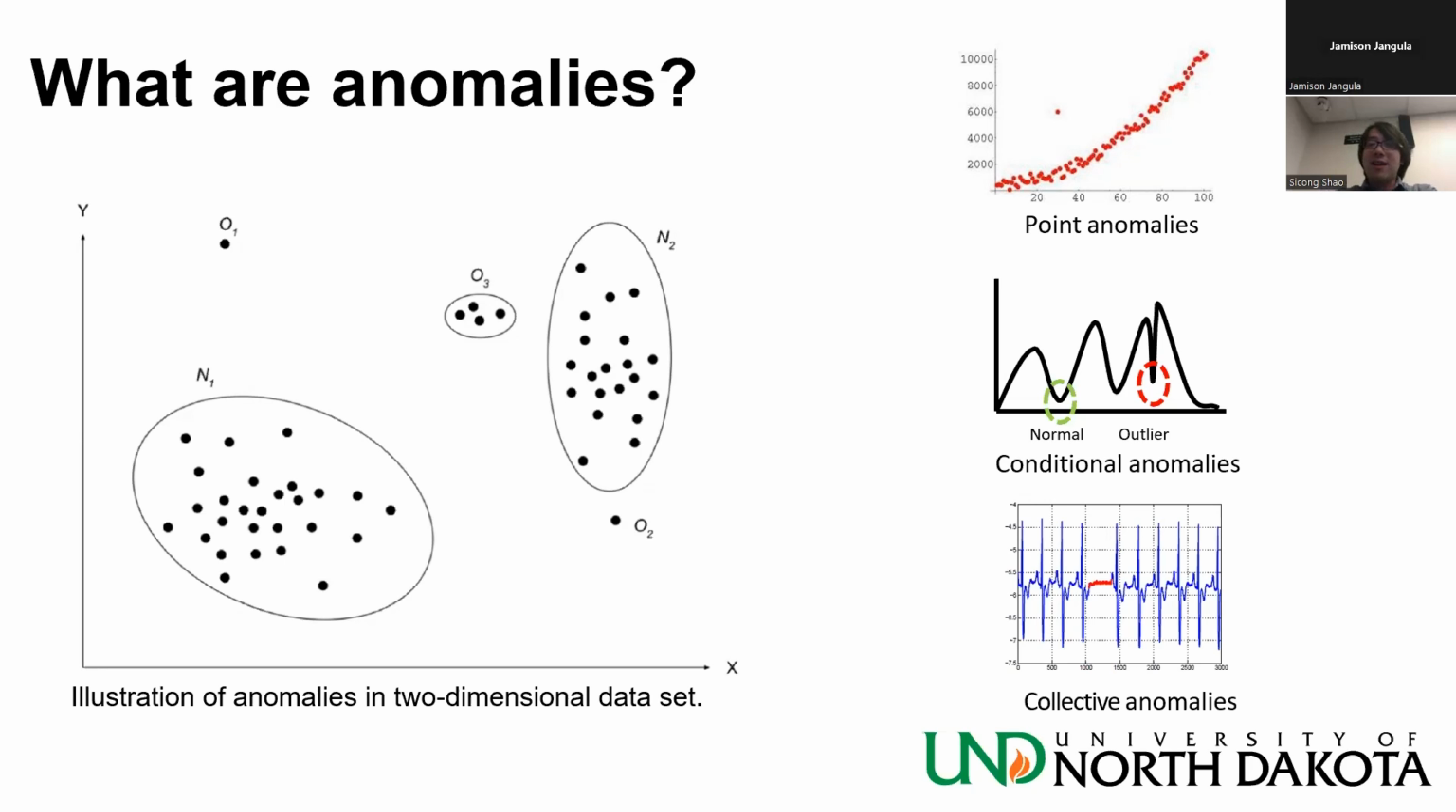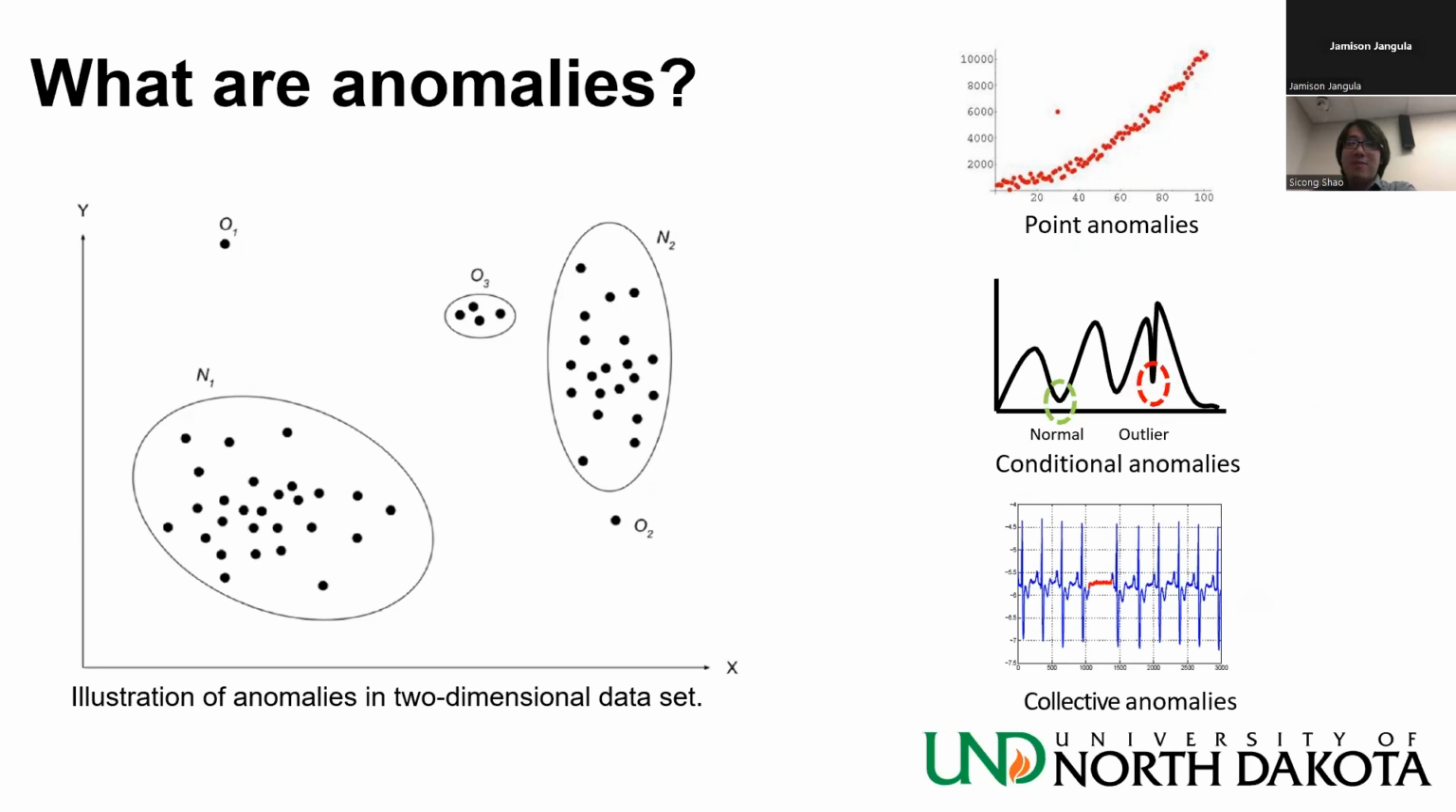Another type is called contextual anomalies. If a data instance is abnormal in a specific context, then it is termed a contextual anomaly. For example, as you can see here, T1 and T2 have a similar value, but because they are in different contexts, one of these points is considered an anomaly.